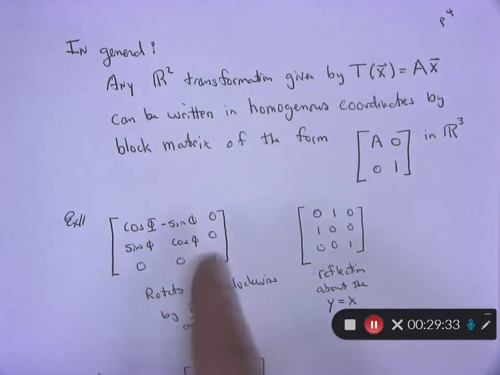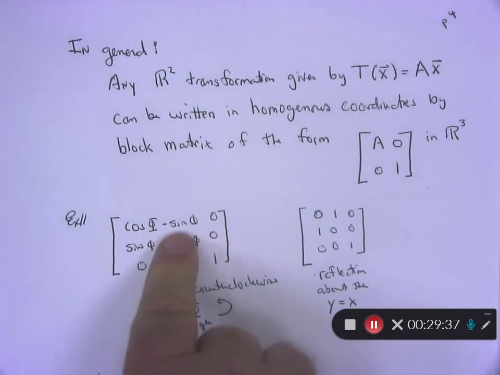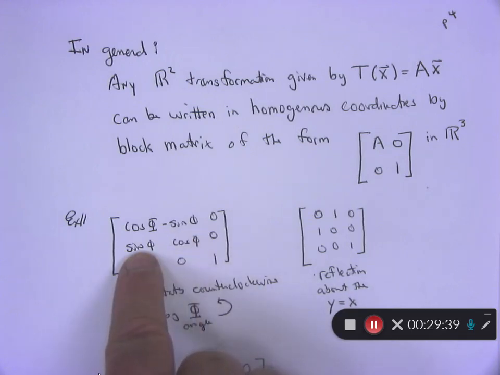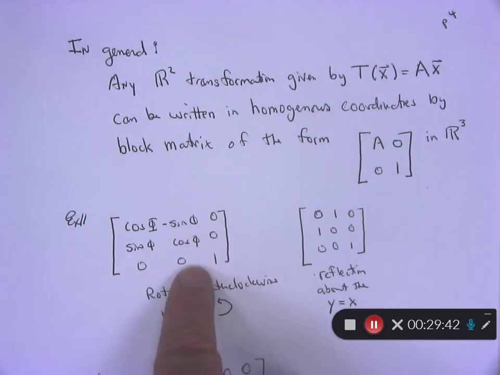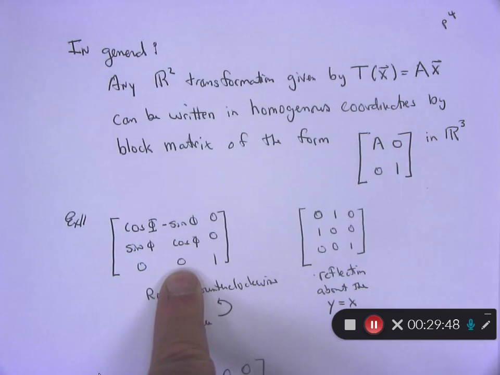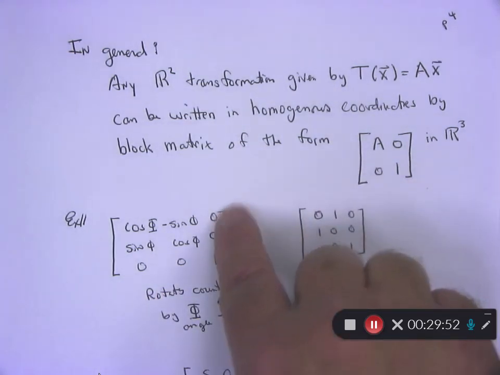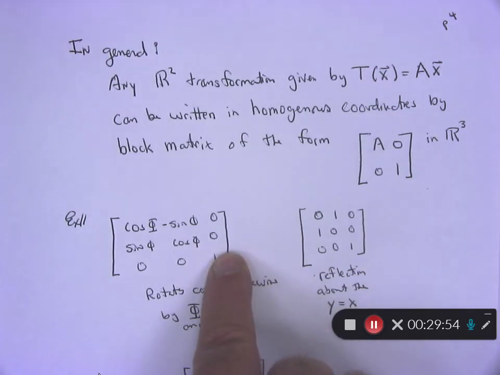And remember how to create this. What's the derivative of cosine of phi? Negative sine of phi. What's the derivative of sine of phi? Cosine of phi. What's the derivative of 0? 0. So the first column is basically cosine, sine, 0. And then your second column will be its derivative. That's how you can memorize it. And then the third, to make it into R3, is 0, 0, 1, to put that 1 down here in the corner.